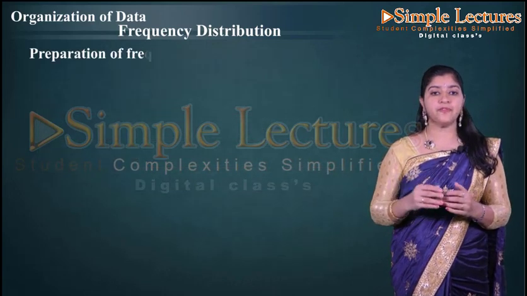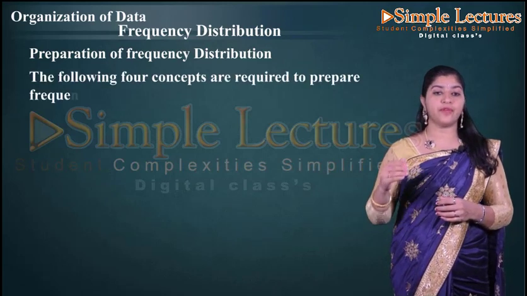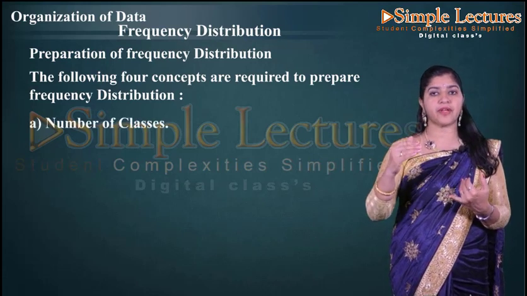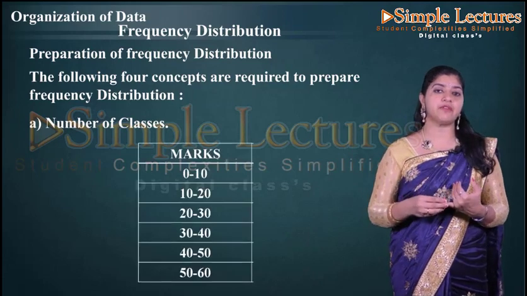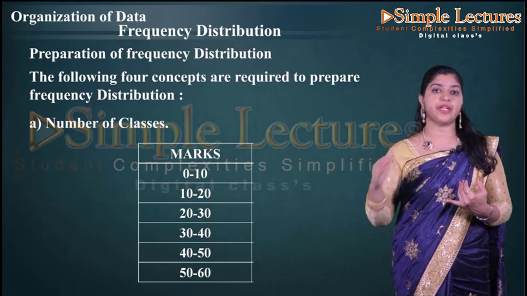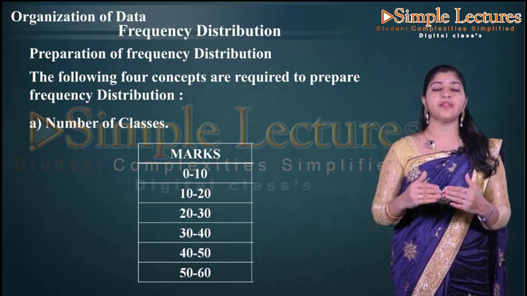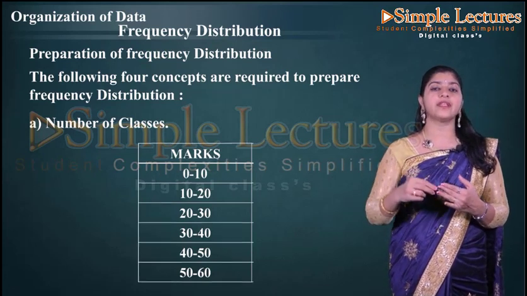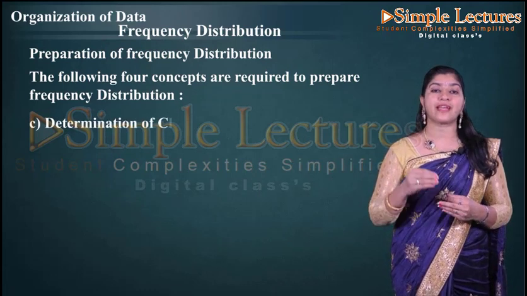Now for preparation of a frequency distribution, we have to take care of the following concepts. First thing is the number of classes. First we have to find out how many classes we are supposed to make. In our previous table we have seen 0 to 10, 10 to 20, 20 to 30, 30 to 40, 40 to 50, 50 to 60. Like that we made classes. Second is the class interval. Third one is the determination of class limits.